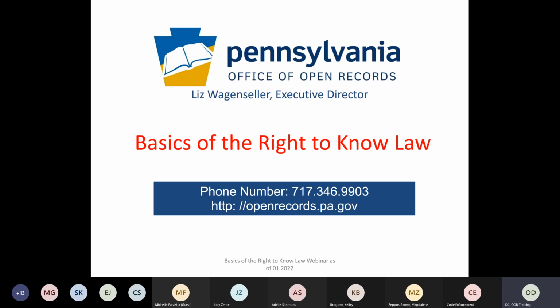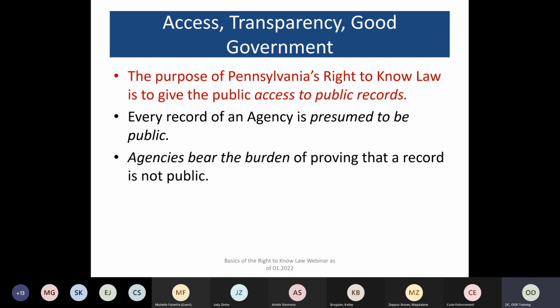Okay, so all that being said and behind us, let's go ahead and start talking about the right to know law. There's a lot of misunderstanding about the right to know law, so let's just jump right into it by talking about, first off, why is it important? Well, it gives the citizenry access, it promotes transparency with government, and it just is a good government practice, no secrets, where we try to put all of the records out there for the public's viewing.